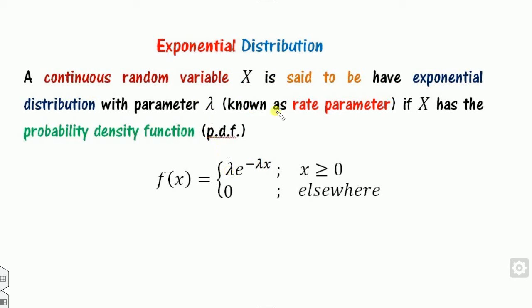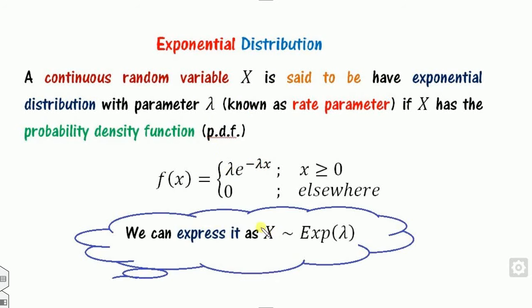So what is the exponential distribution? Here lambda is called the rate parameter, and in general it is represented as X follows exponential with the parameter lambda. Now the question arises: why is this exponent negative, because we also know that e to the positive power is also an exponential function? Why only this negative part follows this exponential distribution?